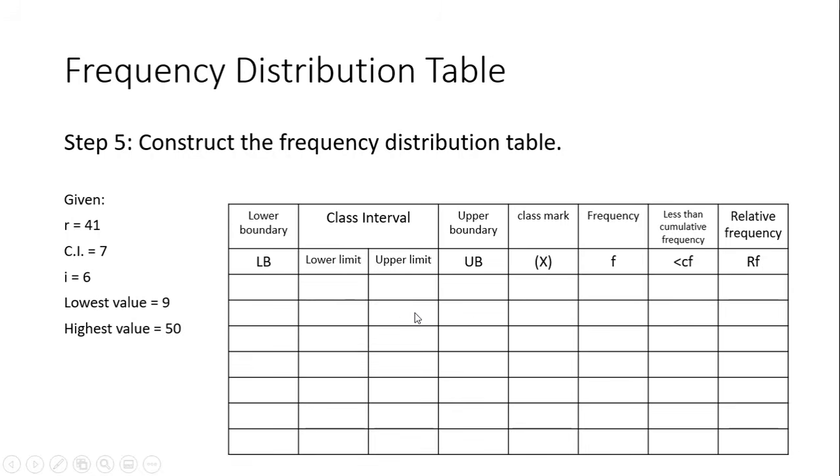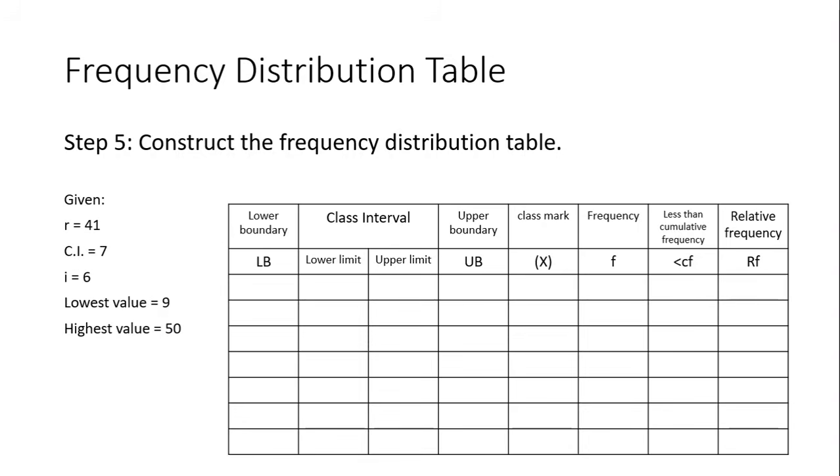So based from our previous slides, we have identified the following given. We have first your range, which is 41. We have a class interval of 7. So that's given. And then we have your class size, which is 6. We have your lowest value of 9, highest value of 50.